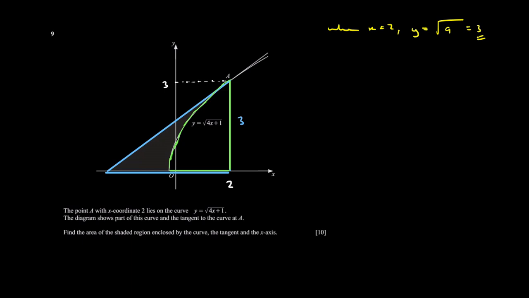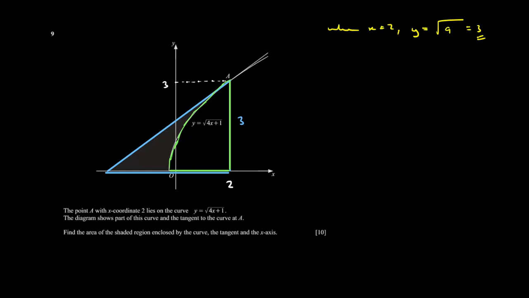How do I find the equation of the tangent? Well, I'm going to need to know the coordinate point that the tangent line goes through. That's easy. It's the coordinate point 2, 3, because it goes through A. I need to know the gradient of the tangent. How do I get the gradient of the tangent? I've got to differentiate the curve.